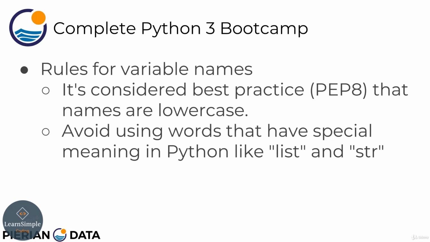A few more rules about variable names. It's generally considered best practice, according to PEP 8, that names are lowercase. Now, when you become a more advanced programmer, you're going to want to have global variable names in all caps that are used throughout your code. But right now, in general, we'll want to keep all our names lowercase. And we'll also want to avoid words that have a special meaning in Python. These are built-in keywords like list or str for string. You may be wondering, how am I supposed to know what the special built-in keywords are? Luckily, any development environment designed to work with Python will have syntax highlighting that alerts you that you're using a built-in keyword by highlighting it a different color. And we'll see an example of that in just a little bit.